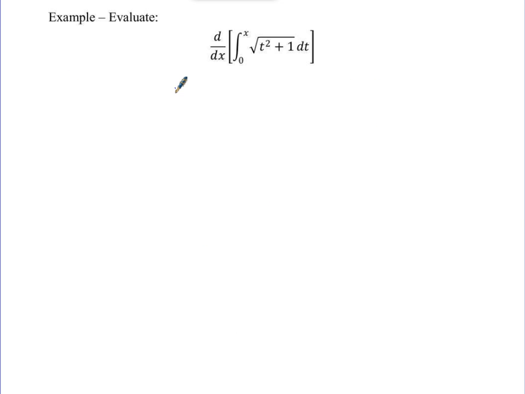Okay, so the simple example. I'm taking the derivative with respect to x of the integral from 0 to x of the square root of t squared plus 1 with respect to t. So what do I do? Do I need to bother integrating all of this mess right here?